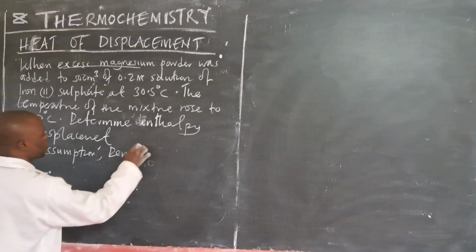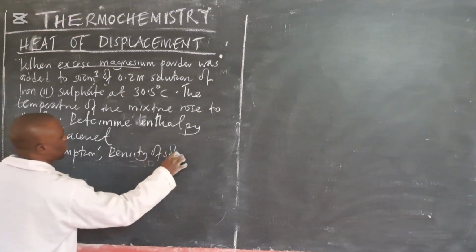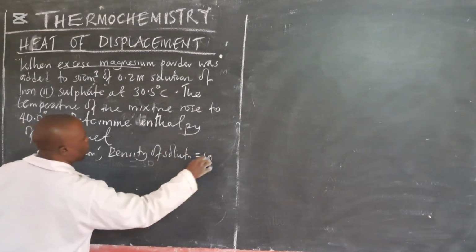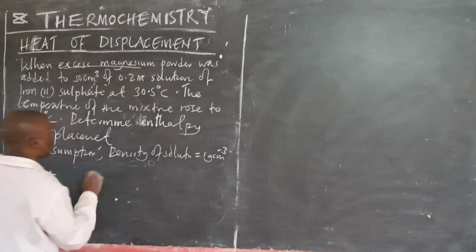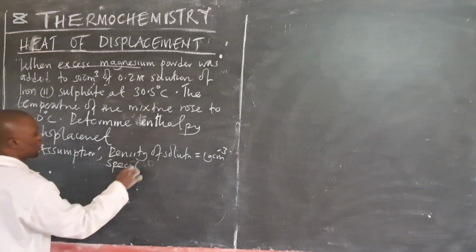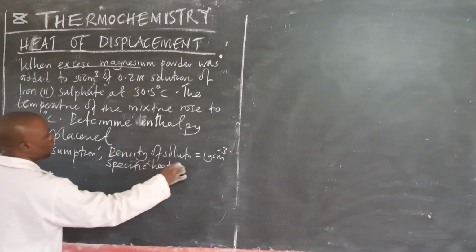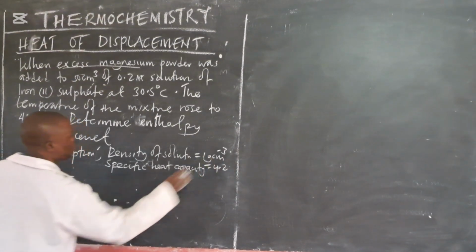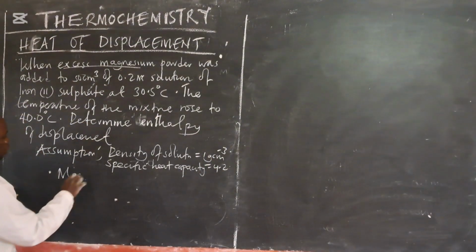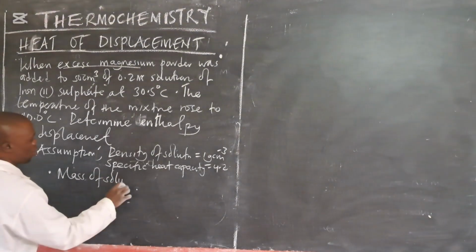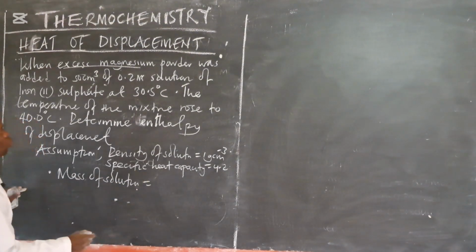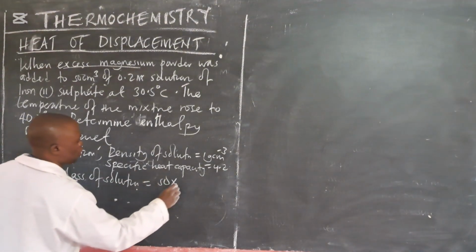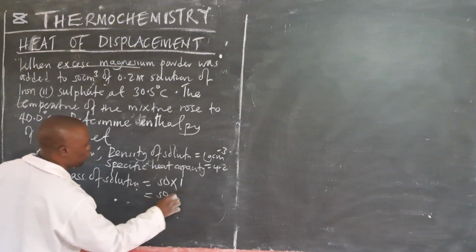Density of solution is equal to 1 gram per cubic centimeter. Specific heat capacity of the same solution is equal to 4.2. Then mass of solution will actually equal 50 times 1, giving us 50 grams.